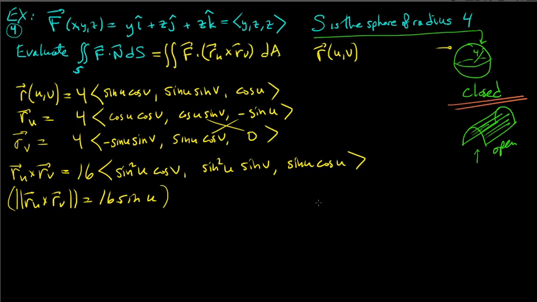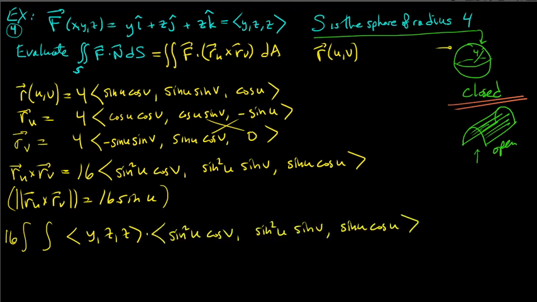So let's do that. This is the vector field. The vector field has components y, z, z. And then the dot product with r_u cross r_v. I can pull the 16 outside. Let me just copy this down to save some time. There we go. And then dA, of course, is just du dv or dv du.